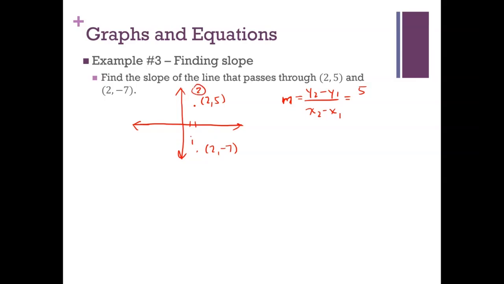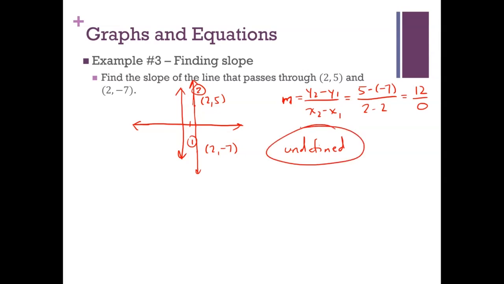Again, it doesn't really matter which one you call point 2 and which one you call point 1, as long as you keep those consistent. So this will be 5 minus -7 over what? 2 minus 2. So we have 12 over 0, which is what? Can't simplify that. It's not even a number. Now that I've connected those 2 points, what does this line look like? This line's vertical, so we can't really find the slope. It's not well defined.